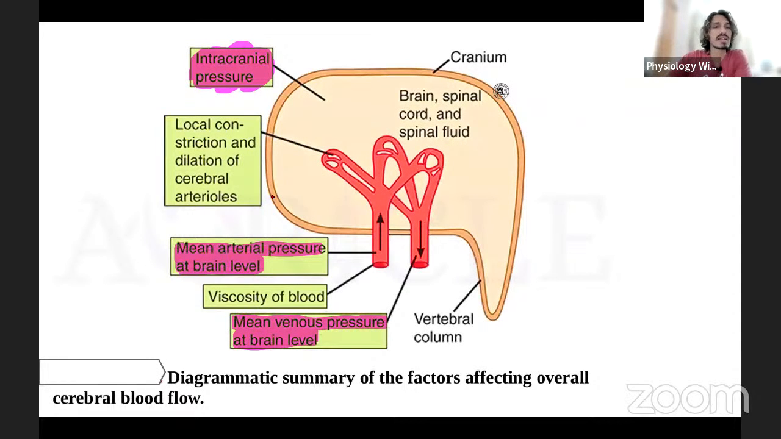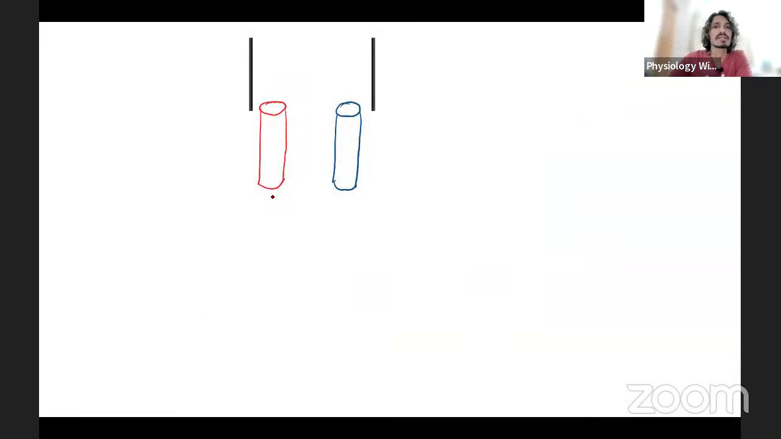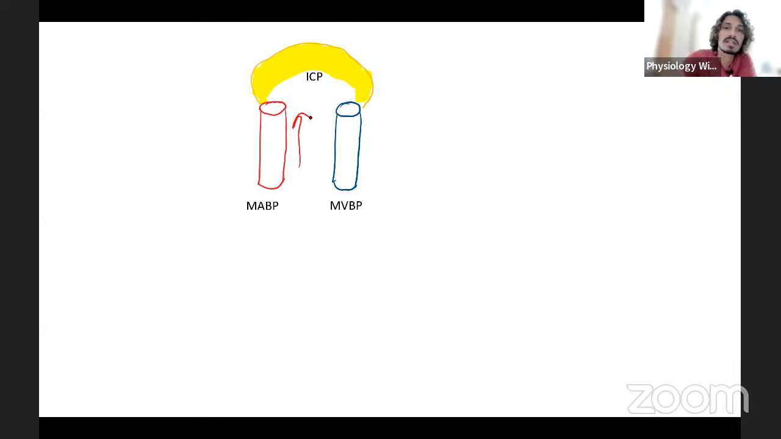Second thing is the mean arterial pressure and the mean venous pressure. So why is it important? You look at the intracranial pressure, mean arterial blood pressure, mean venous blood pressure. So this determines how much blood is coming up, and this is determining how much blood is going out. So that ultimately determines how much blood is staying here in the system.